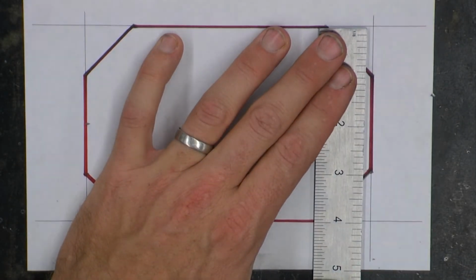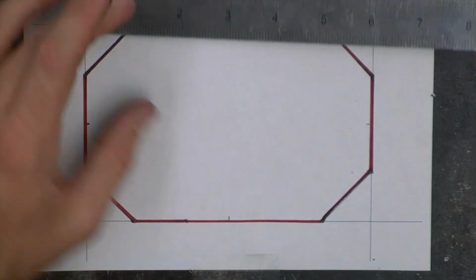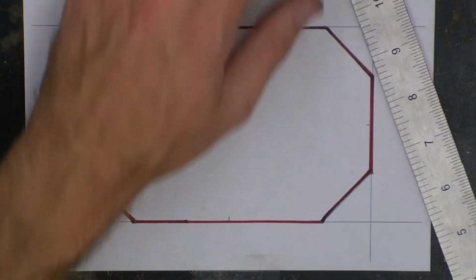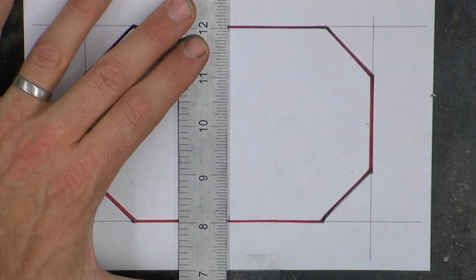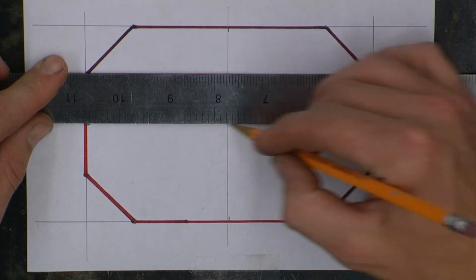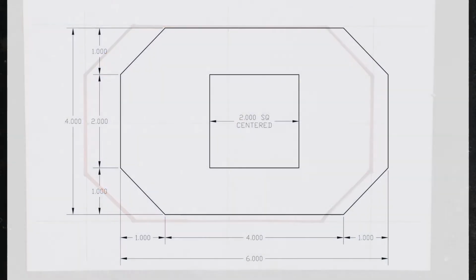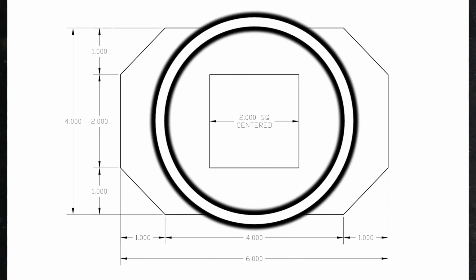I'm going to mark these on all sides of the object, and then connect those together using a light pencil line. That gives us our center point on our object. We want to create a 2-inch square that is centered on our object.